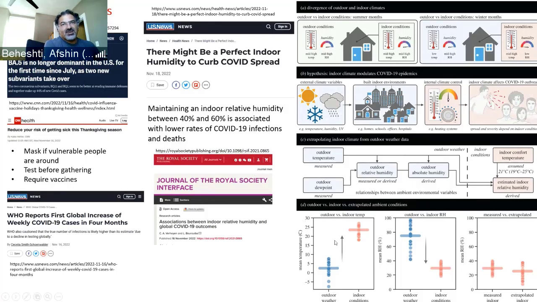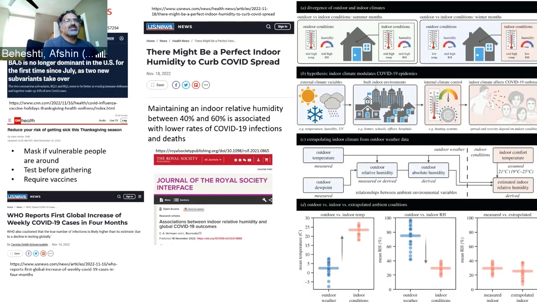So they actually found, by looking at different regions of the world, from the south to the north, with different humidity and different outdoor temperatures, and correlating that to, for example, increased death rates or increased cases, that an indoor relative humidity of 40-60% is associated with lower COVID infections and deaths, based on all their computational studies relating environmental data and COVID data. So it's an interesting little read.